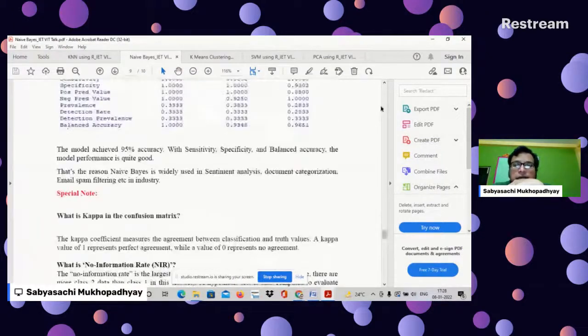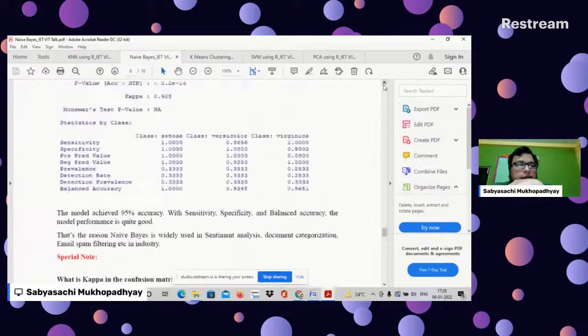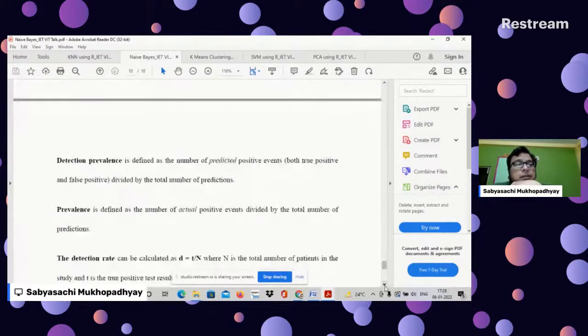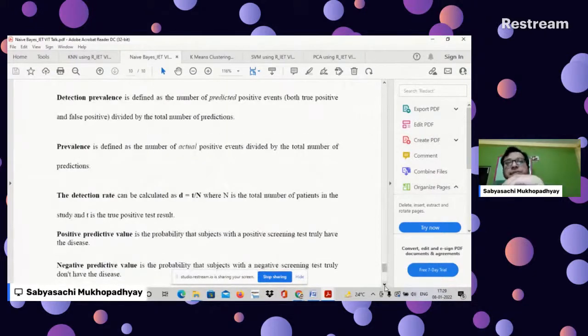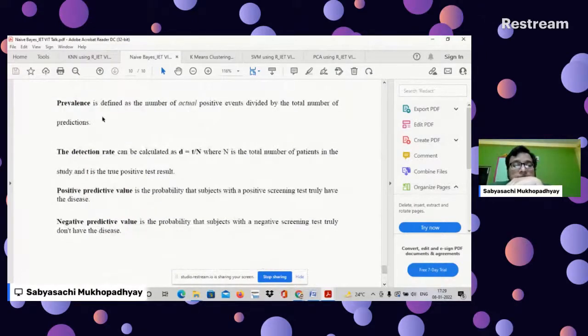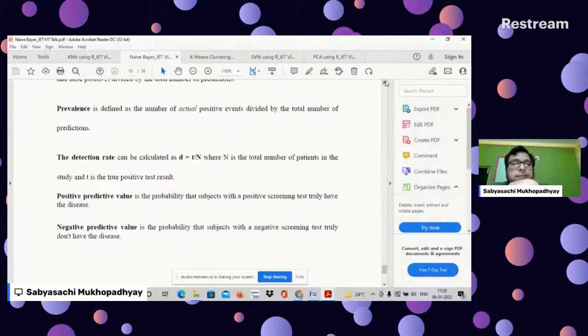You got it after running the code. You see detection prevalence, detection rate, prevalence, negative predicted value, positive predicted value, specificity, sensitivity, all those outcomes you got here. That's the reason I have mentioned all the definitions of the outcomes, so that you can interpret the outcome correctly. So what will be the detection rate? The prevalence will be the number of actual positive events divided by the total number of predictions.